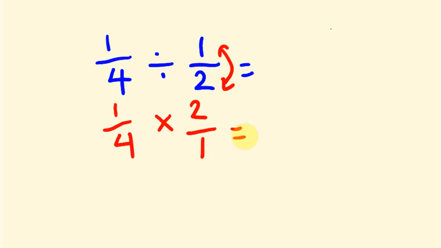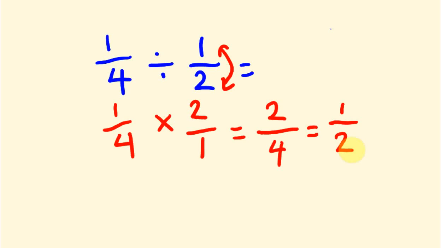And then we multiply this out, so 1 times 2 is 2, and 4 times 1 is 4. There's a number that goes into both 2 and 4, which is 2, so 2 goes into 2 once, and it goes into 4 twice, so this is the same as a half, okay? So how did you go with that?